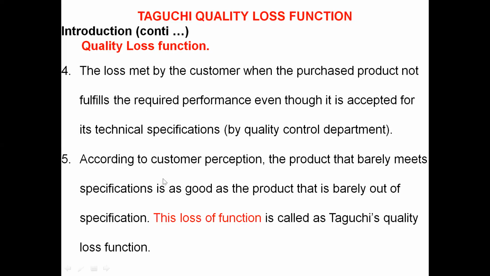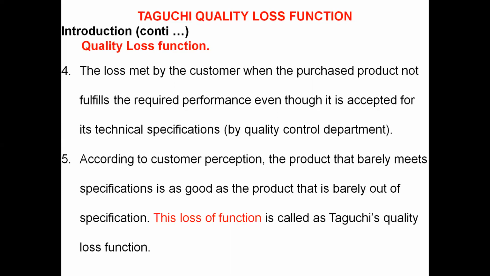The fourth point is the loss met by the customer when the purchased product does not fulfill the required performance, even though it is accepted for technical specification by the quality control department. The component is found to be okay, but it does not deliver the exact performance required, 100%. If it is less than 100%, it is a loss for the society, loss for the customer.